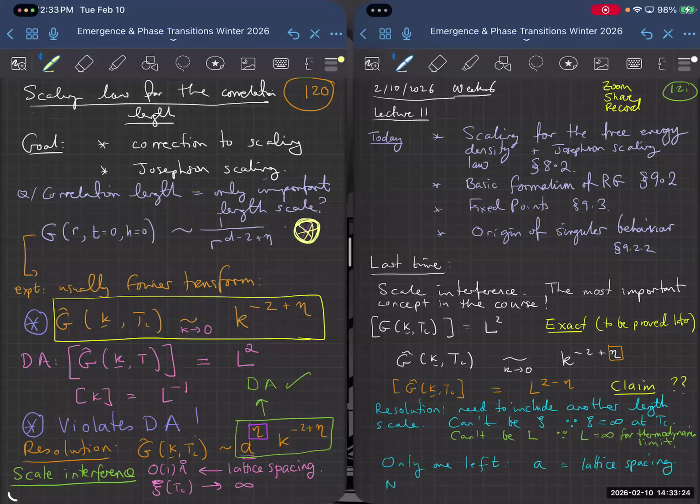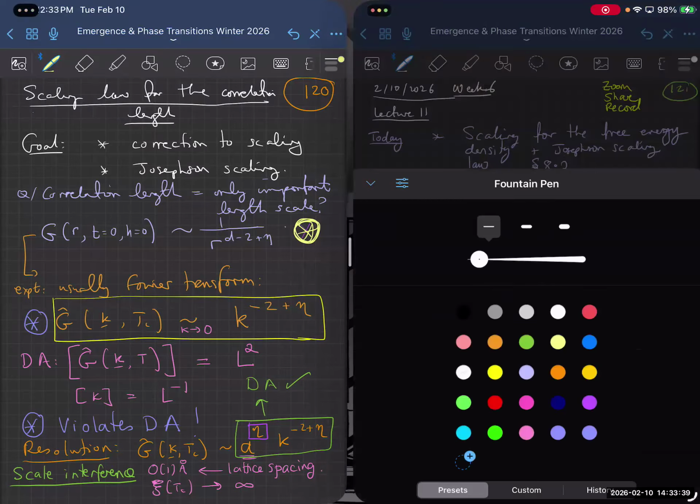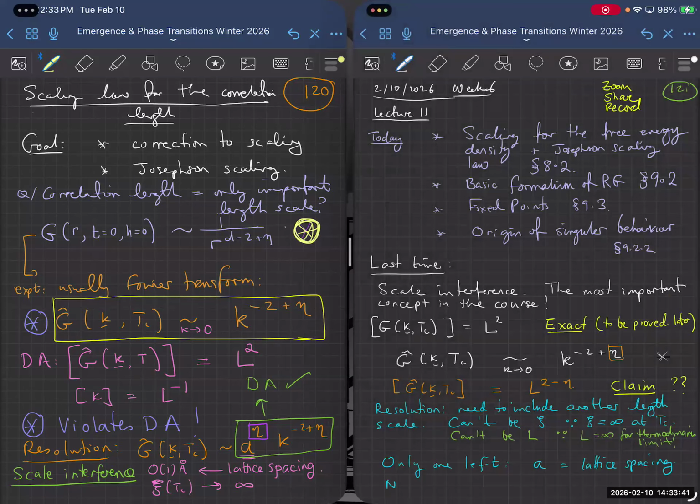When I take the Fourier transform of that, you can all do that integral, you will find that the r to the d disappears, and what you end up with is what I've shown over here on the right. G of k goes as k to the minus 2 plus eta. That's how we define that critical exponent.